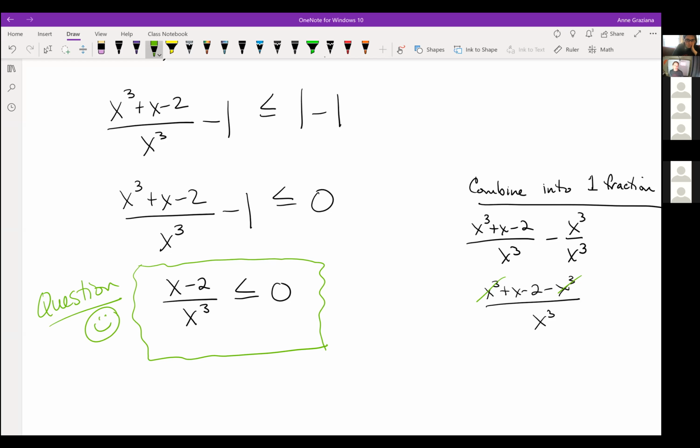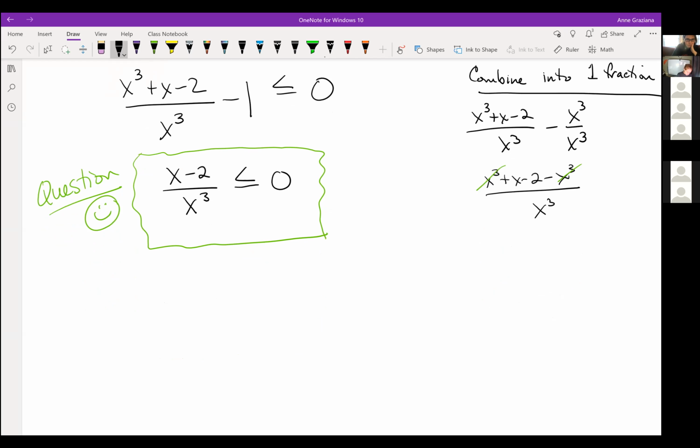So in the end, once I get my sign chart, I'm going to look and see where this is negative or equal to 0. Any questions on what we just did or how we got where we're at? Okay. Moving along. What comes next? Zeros and undefines. Okay. Zeros and undefines.